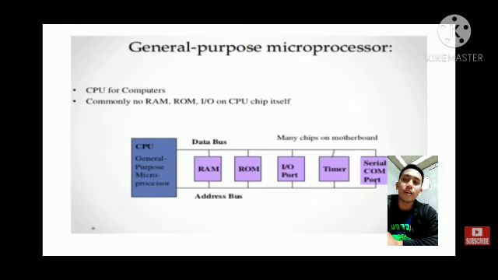Now let's go to the general purpose microprocessor. CPU for computers. Commonly, no RAM, ROM, or input-output on the CPU chip itself. Now, CPU, general purpose microprocessor. Now as you can see, the data bus and the address bus go through the line, first the RAM, the ROM, the input-output port, the timer, and the serial port.